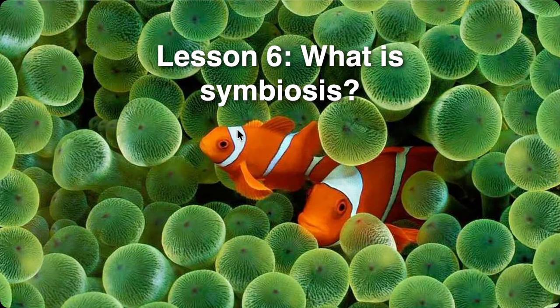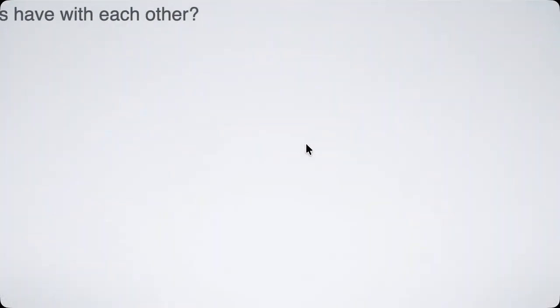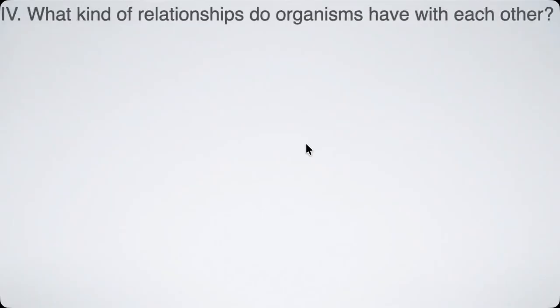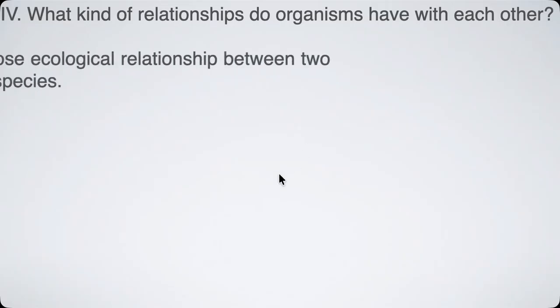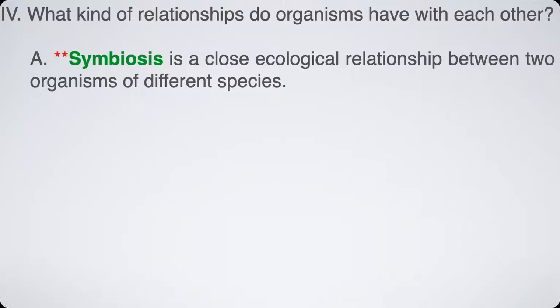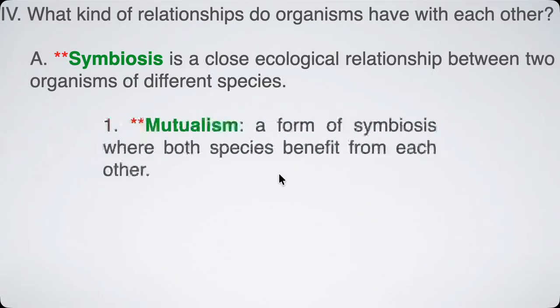We're almost done in Unit 10, which is all about ecosystem interactions and population dynamics. So we're going to be talking about symbiosis. Before we get started with that, let's look over the large essential question that we're focusing on here. We want to know what kind of relationships organisms have with each other. Specifically, symbiosis is a very close ecological relationship, and they have to be two organisms that are different species.